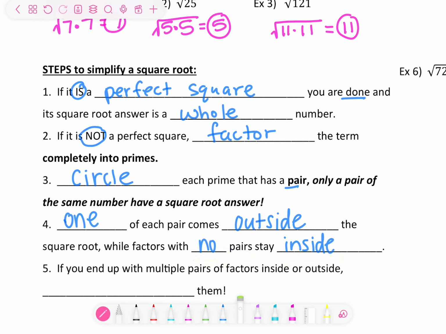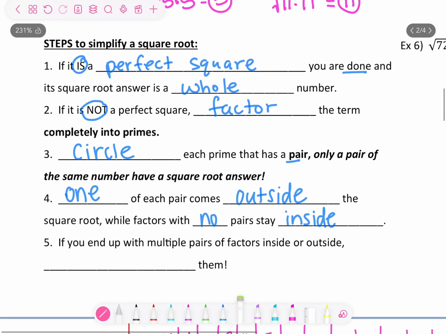Okay, so think of it like this. If you have someone to go out with, you go out on a date. That's what happens when you're a pair. If you don't have someone to go on a date with, or you don't want to go on a date, you're single, then you stay inside. You're not going out on a date, you're hanging out at home. That's sort of my way of explaining it.